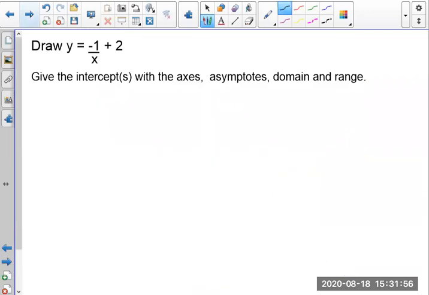Let's draw another one. Draw y equals minus 1 over x plus 2. Give the intercept or intercepts with the axis, asymptotes, domain, and range. So now first thing is, again, shape. Now because that a is equal to minus 1, it's a minus, your graph will be in the second and fourth quadrants.